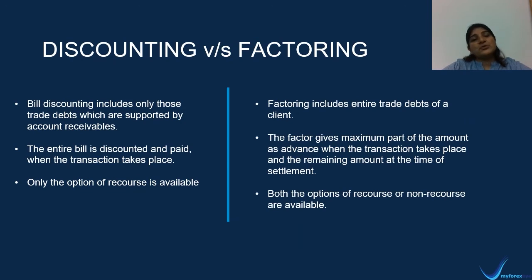How do you differentiate between export LC discounting and export factoring? Now, bill discounting includes only those trade debts which are supported by the account receivables, whereas factoring includes the entire trade debts of a client. The entire bill is discounted and paid for when the transaction takes place under discounting. But under factoring, a factor gives maximum part of the amount as advance when the transaction takes place and the remaining amount at the time of settlement after deducting the commission.